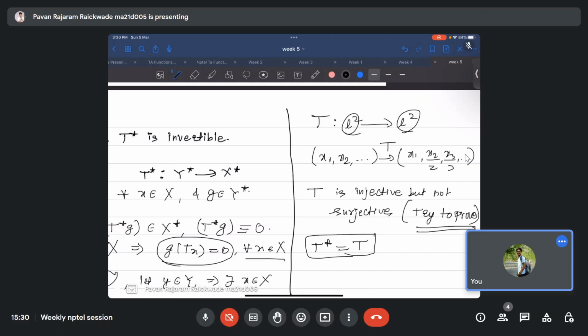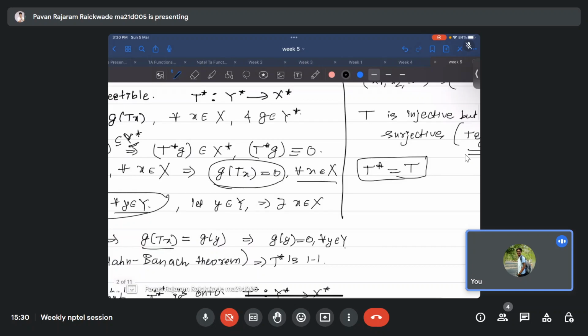It's very easy. T is injective is very easy. For surjective, you have to find an element which doesn't have a pre-image in L2. The pre-image should be in L2, that is, square summable sequences. So this is wrong.